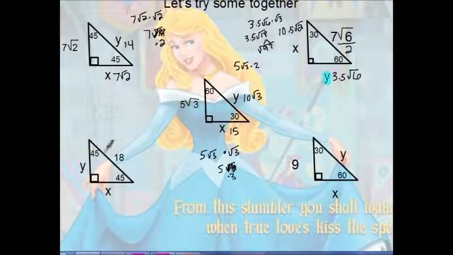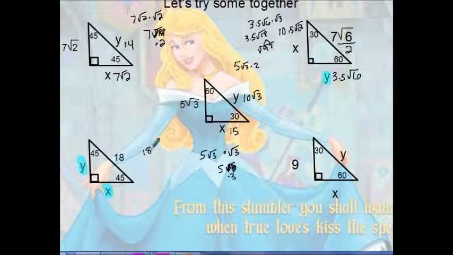My fourth one. I know across from my 90 is 18. I need that 45 side first. That's where it's going to stem from. So we think, to get from my 45 to my 90, I times it by root 2. So let's do the opposite.